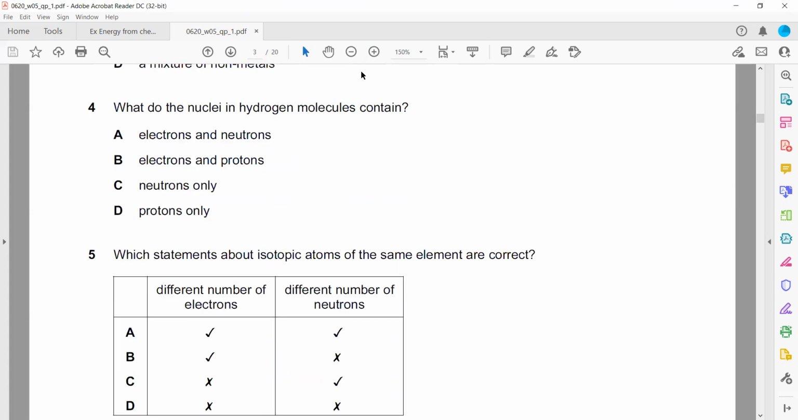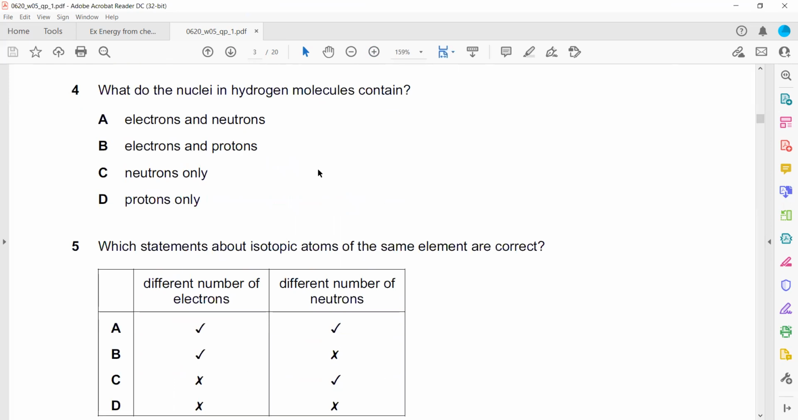Question 4. What do nuclei of hydrogen molecule contain? They're only asking about the nucleus. So hydrogen nuclei only contain proton, that's why D is the right answer.